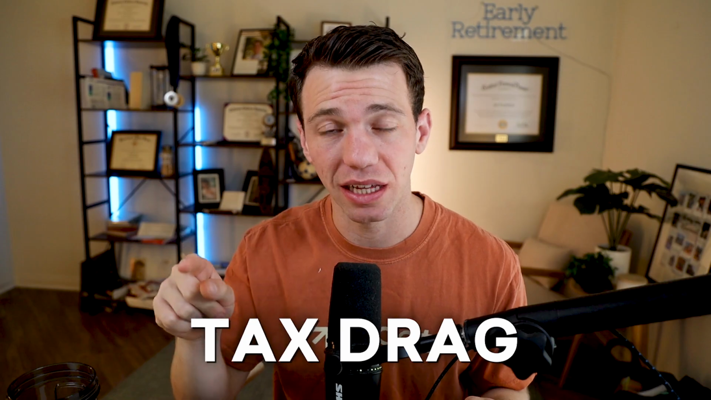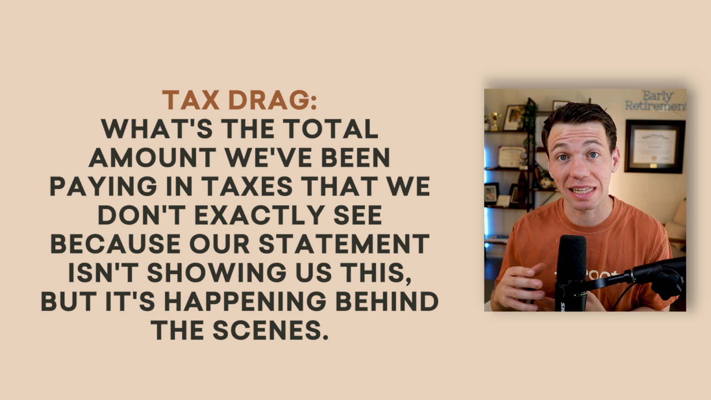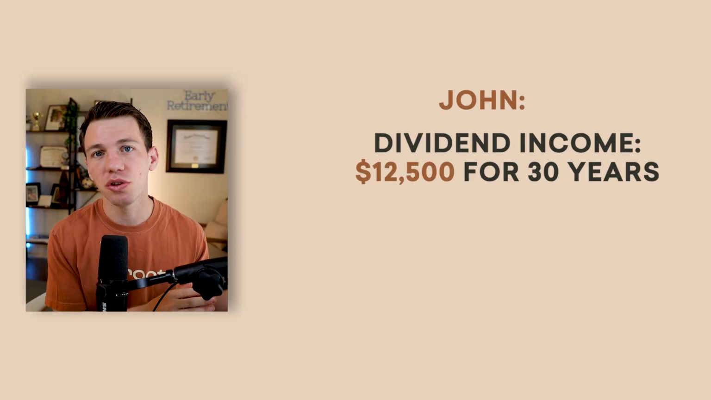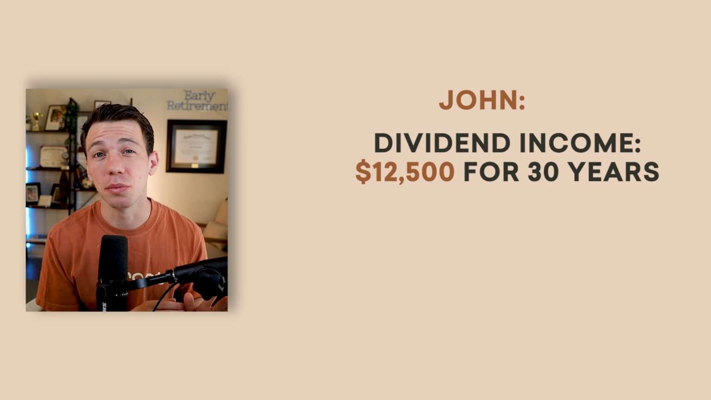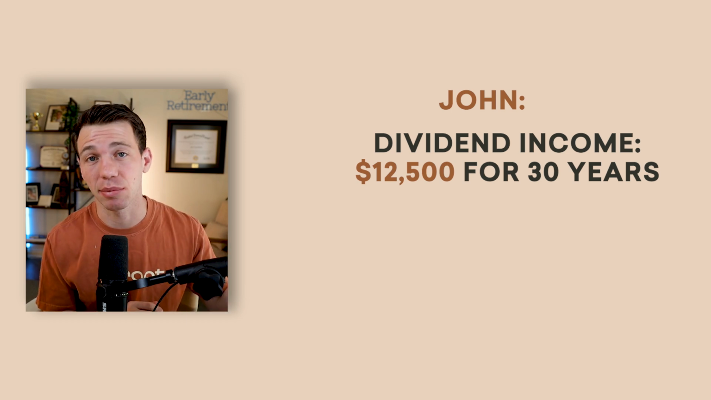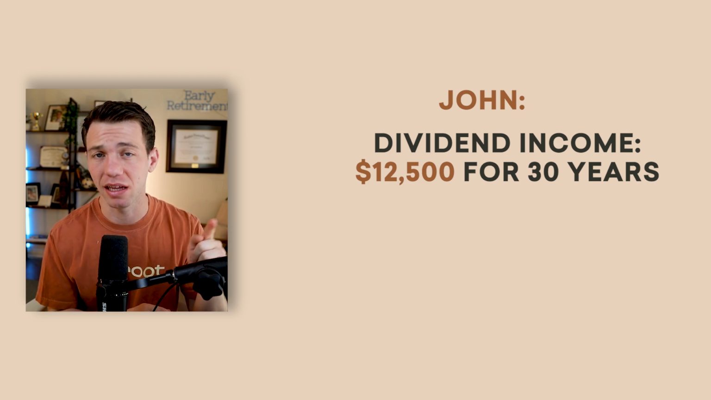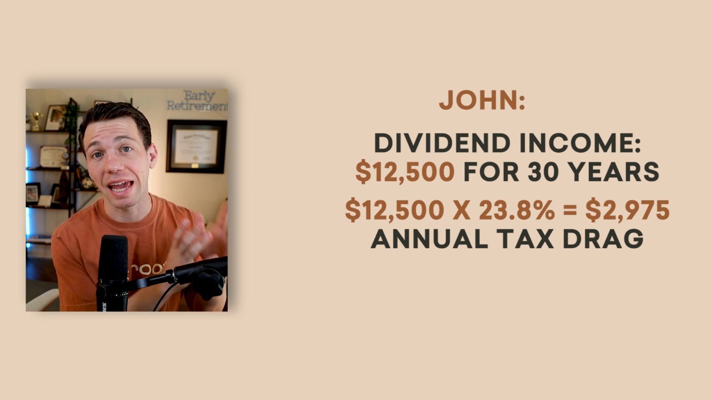Check this out. So there's something called tax drag, D-R-A-G. And what tax drag is, essentially, is the total amount we've been paying in taxes that we don't exactly see because our statement isn't showing us this, but it's happening behind the scenes. It's like you driving a car. What's the real wear and tear on that car? So if you're receiving dividend income, let's assume you get $12,500 for 30 years of dividend income. I'm going to assume, being really conservative, you're in the highest tax bracket. So 20% capital gains plus what's called net investment income tax, which is 3.8. So 23.8%. That's $2,975 of what's called annual tax drag.